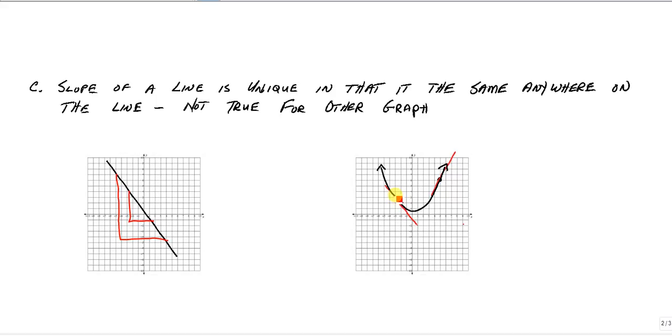We can see that we actually have a slope that's downward here. This would be where the slope is a negative value, and over here I'm going back up. So here the slope is positive, and the slope is changing every place on that parabola. So a parabola does not have a constant slope.